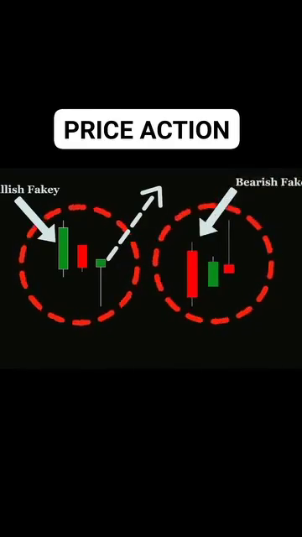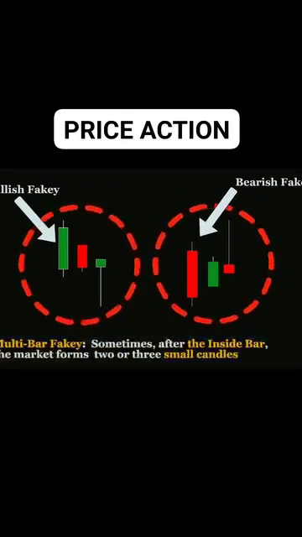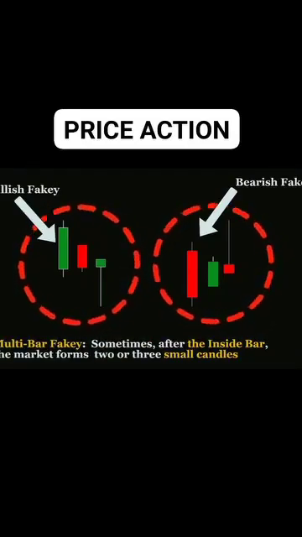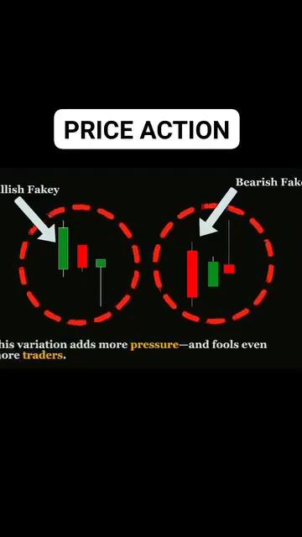Bullish fakie: price fakes a breakout to the downside, sweeping stop losses, then explodes upward with momentum. Bearish fakie: price fakes a breakout to the upside, trapping eager buyers, then collapses downward. Multi-bar fakie: sometimes after the inside bar, the market forms 2 or 3 small candles before the false breakout. This variation adds more pressure and fools even more traders.